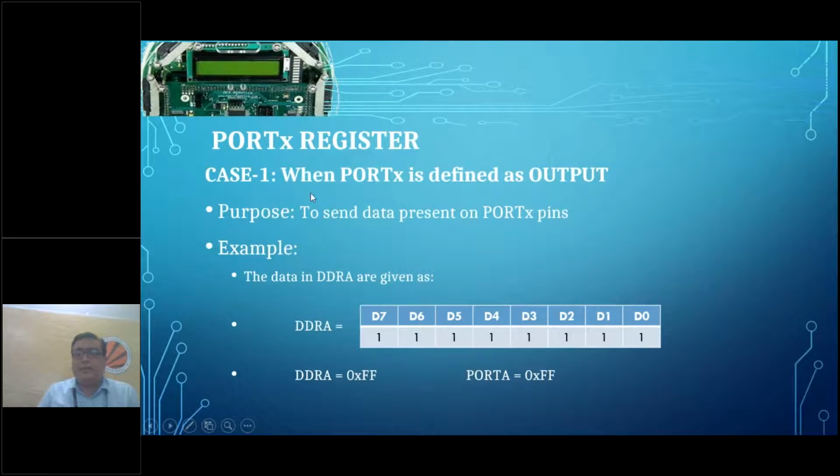Now the third register is the PORTX register. There are 3 different cases. Case one is where port X is defined as output. The purpose is to send the data to the port X pins. An example is given where DDRA is set to 1111 1111. All the nibbles are set as output. So the DDRA value is 0xFF. Similarly, the PORTA value is 0xFF. That means port X is completely defined as output.